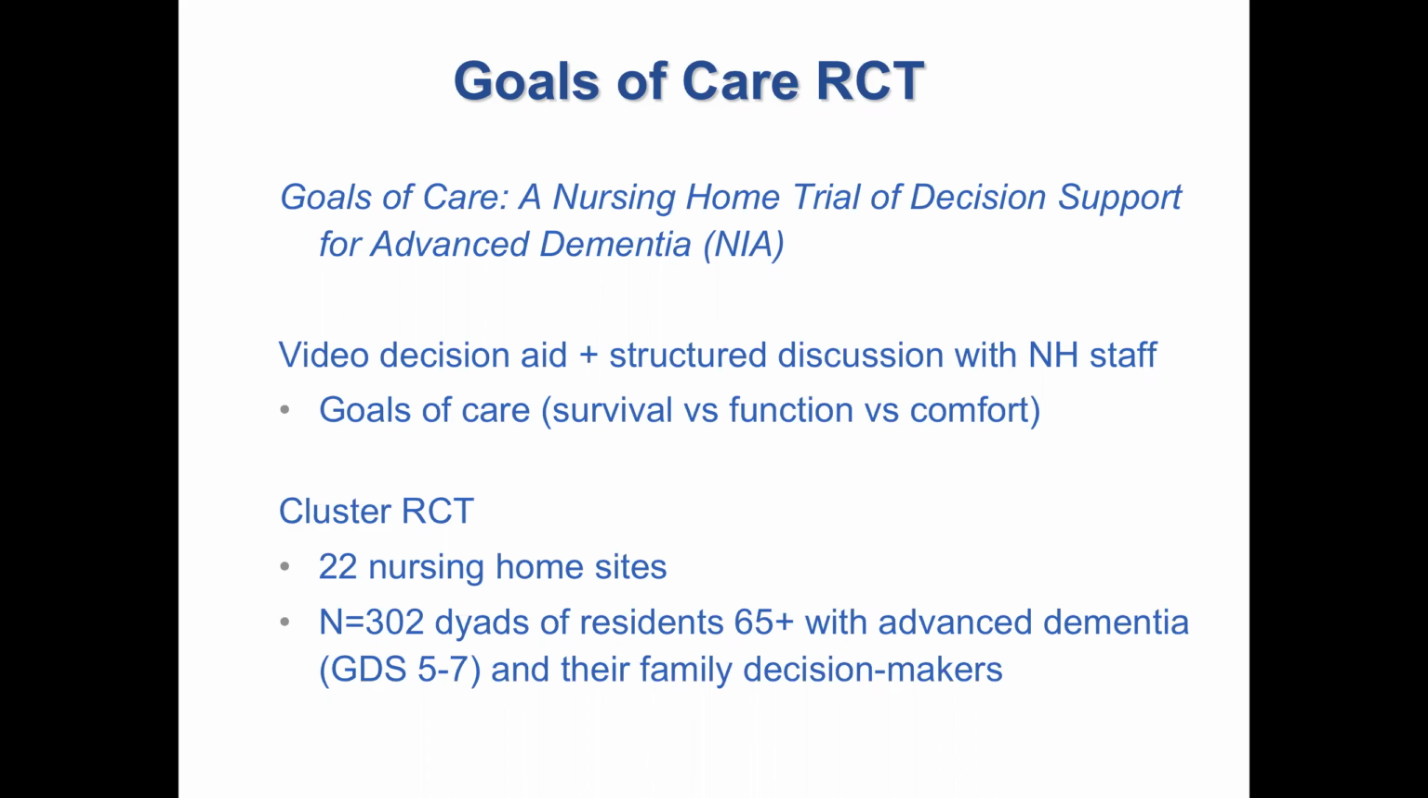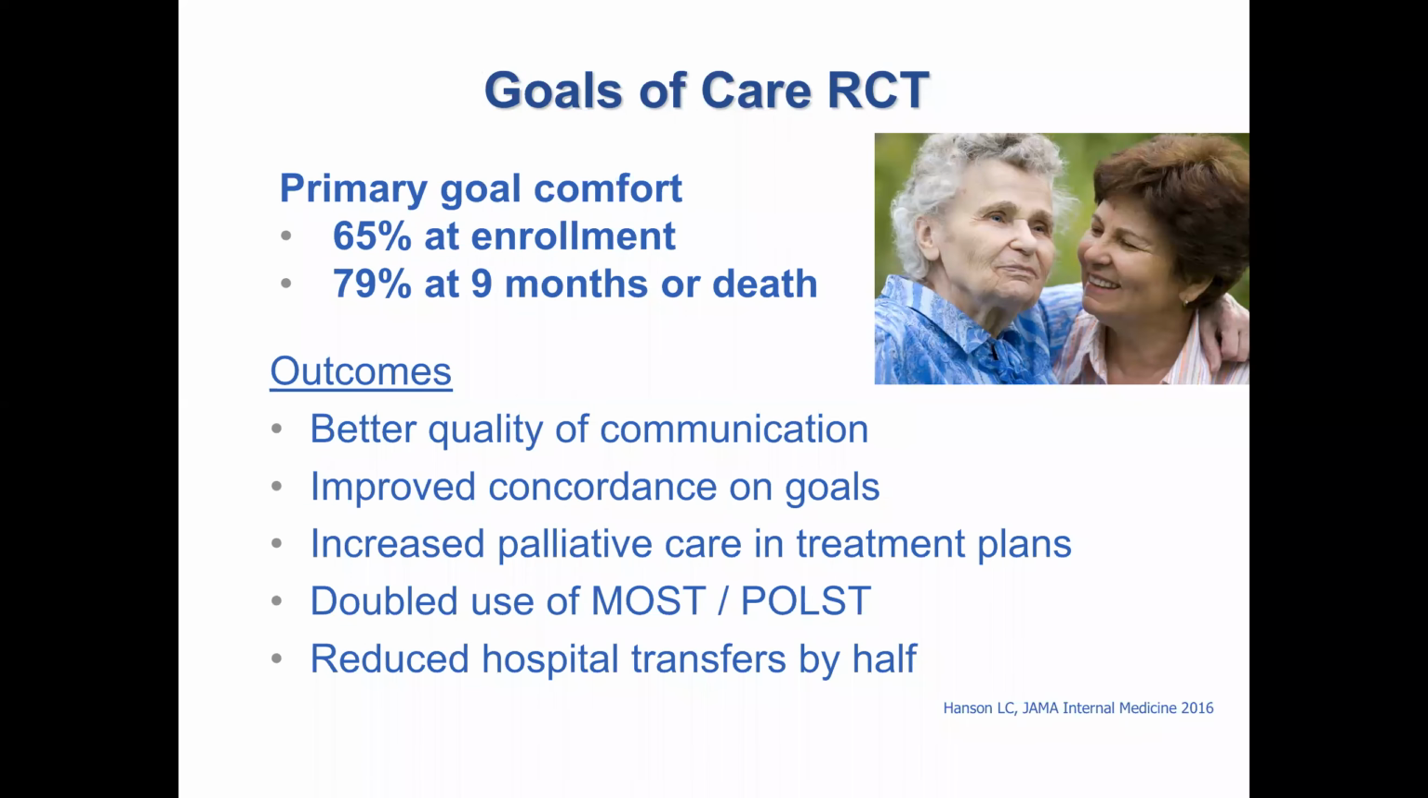It was a cluster randomized controlled trial that took place in 22 nursing home sites and enrolled 302 dyads of nursing home residents with late-stage dementia and their family decision makers. In these individuals, the primary goal of care was comfort for 65% at the time of enrollment in the trial, and for 79% at our final data endpoint collection at 9 months or at the time of death.